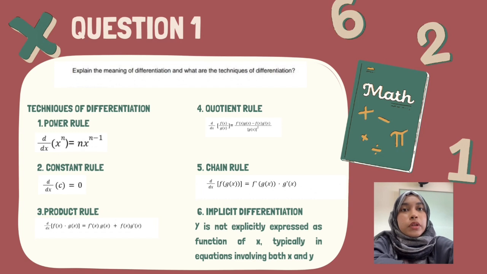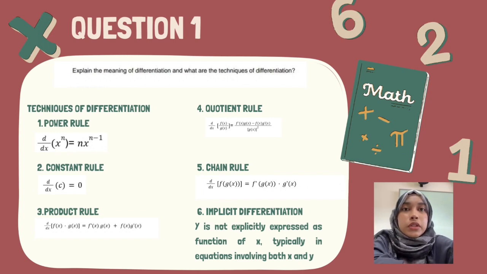Number 3, we have the product rule. When multiplying two functions, the derivative is the first times the derivative of the second, plus the second times the derivative of the first. Next is the quotient rule. When dividing two functions, the derivative is the bottom times the derivative of the top, minus the top times the derivative of the bottom, divided by the bottom squared.